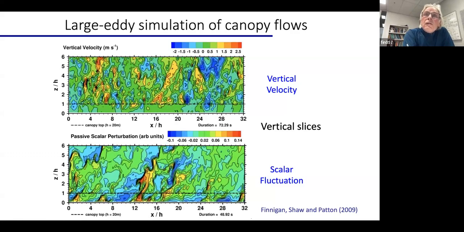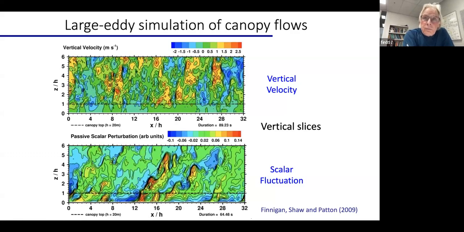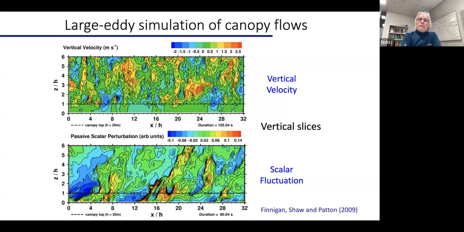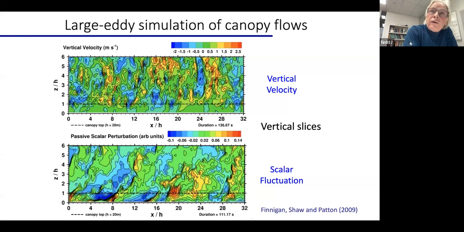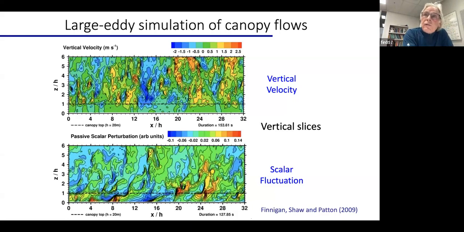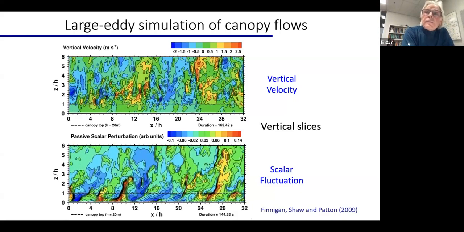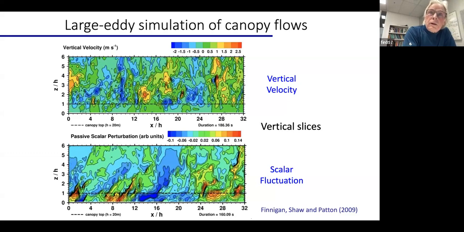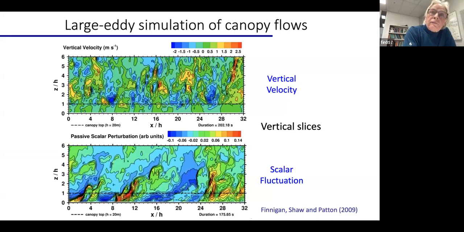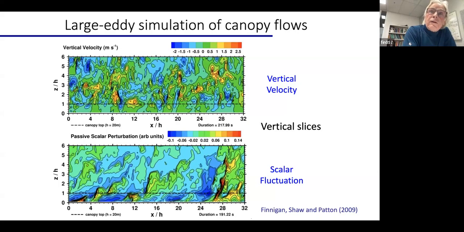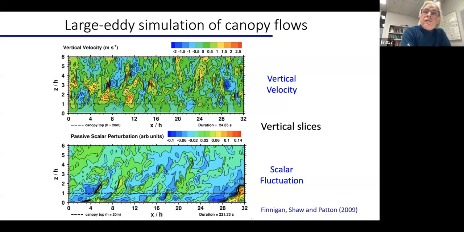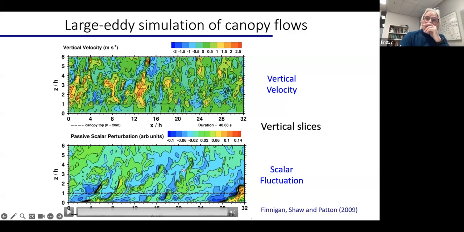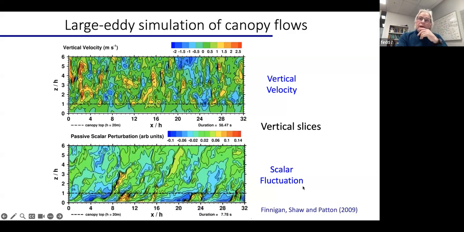So at the same time as these experiments were going on over a period of 20 or 30 years, the development of large eddy simulations of canopy flows proceeded as well. So this is a simulation, again, of a flow over a 20-meter high forest canopy. The top panel is vertical velocity, and the bottom is scale of fluctuations, so temperature, in fact.